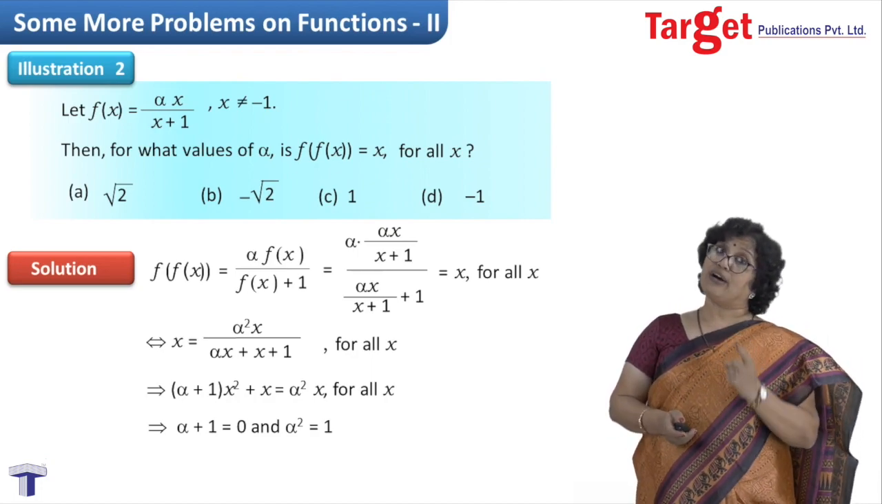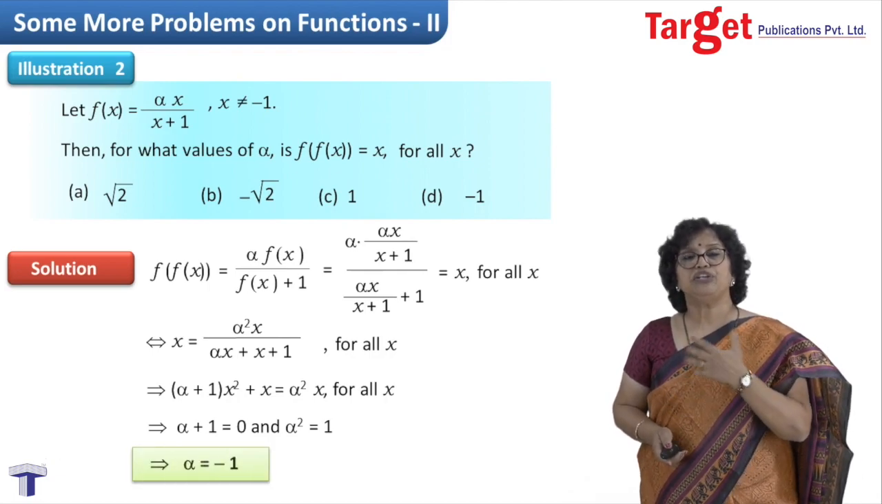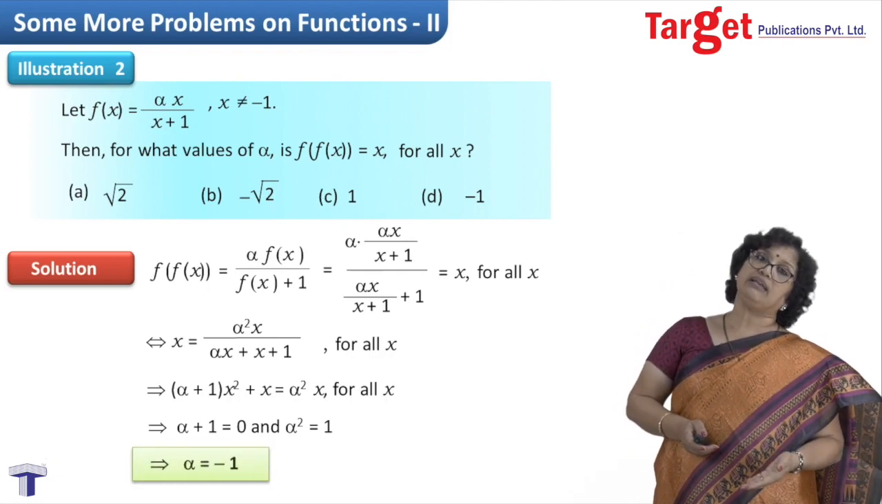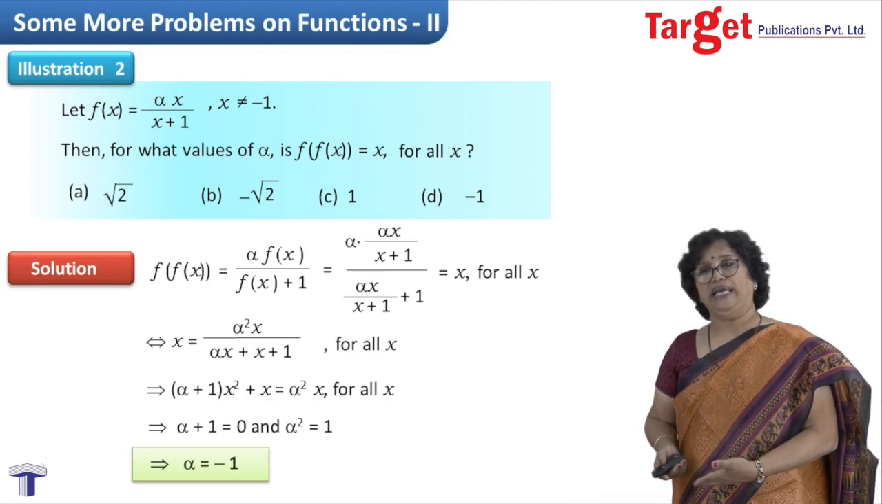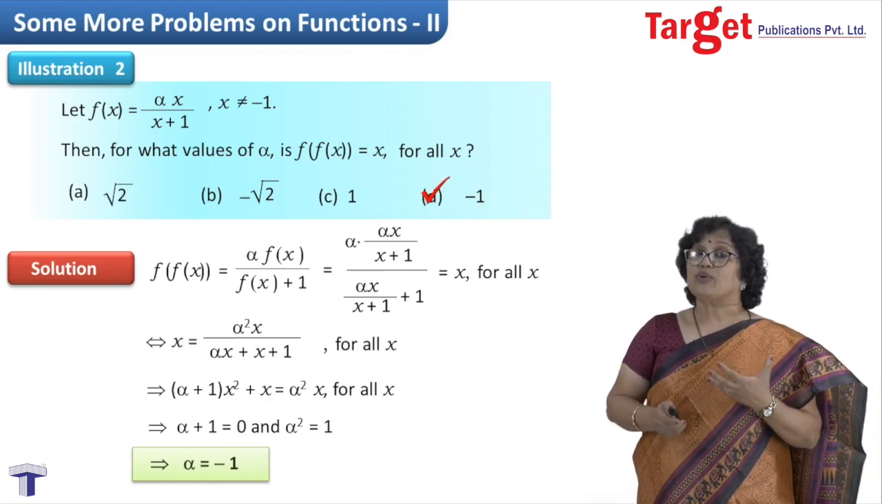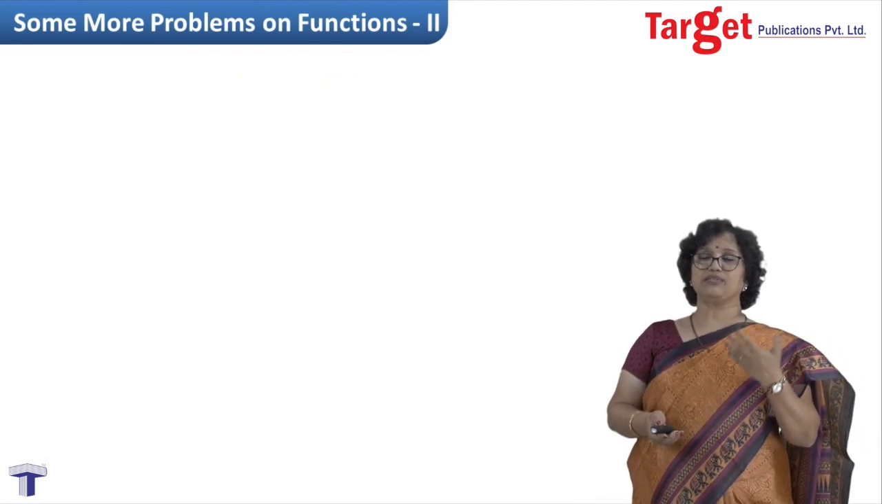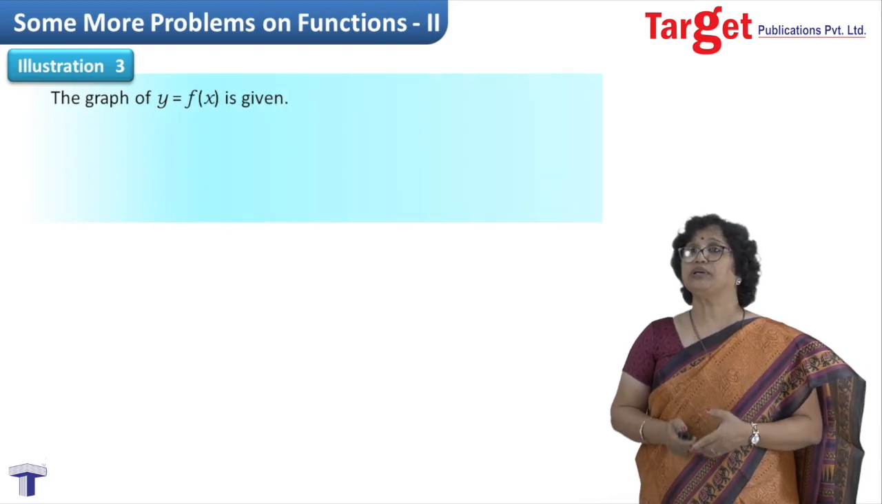Now you want alpha square to be 1 and you want alpha plus 1 also to be 0. So which value of alpha will satisfy that? That is nothing but alpha equal to minus 1. So the correct answer is D. Now this question was regarding composite function. This was again different from the previous one. Now let us move to the third one.